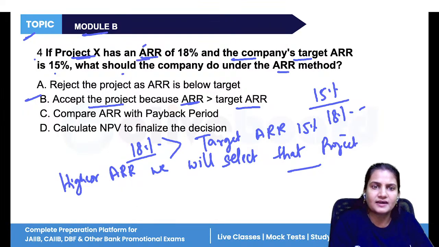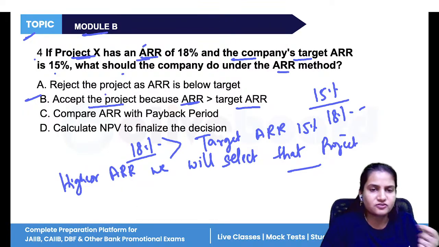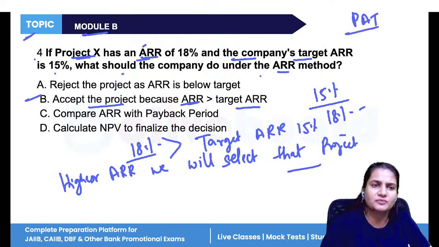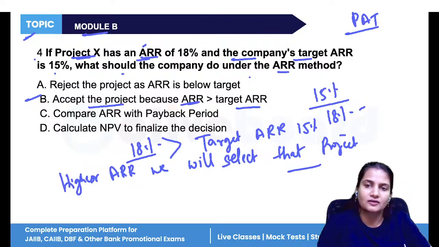Now, this ARR has some demerits also. It does not consider the time value of money. It includes profit after tax. This will be more clear to you when you watch the sessions. Then you will understand what ARR is. If you are watching this for the first time, it is difficult to understand.